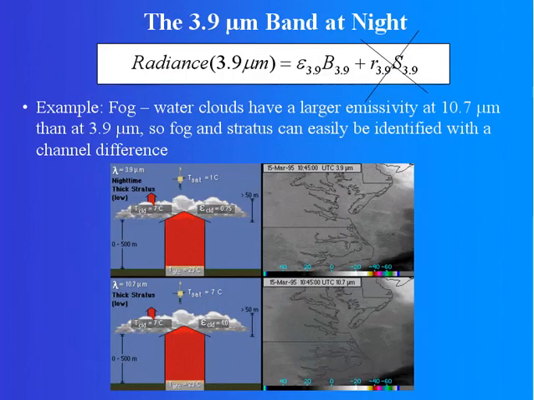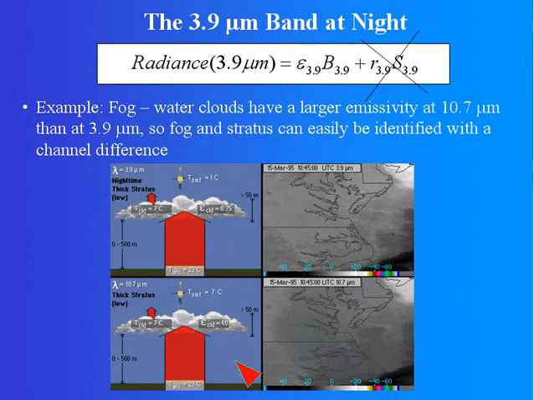Now we can start talking about some particular products which are available with the GOES 3.9 channel. We'll start off with a simpler case, and that would be at night. It's simpler because we can ignore the reflected component and focus only on the emitted component in the radiance from the 3.9 channel. As an example, this is a slide which was pulled from a comment session talking about the 3.9 channel. On the left here we have a diagram. On the bottom is the 10.7 channel, and on the top is the 3.9 channel. Focus first on the 10.7 channel.